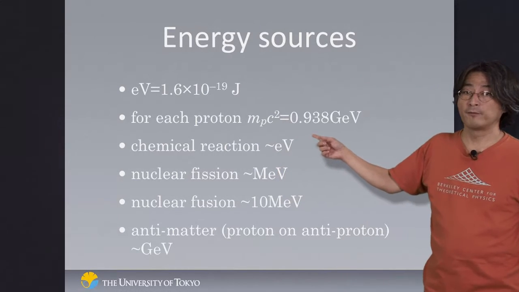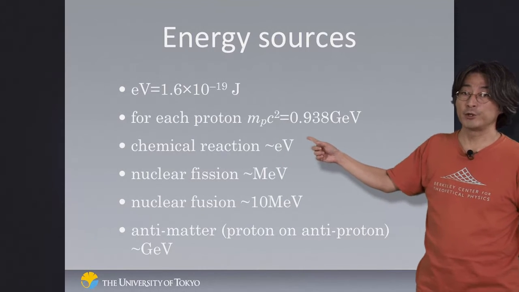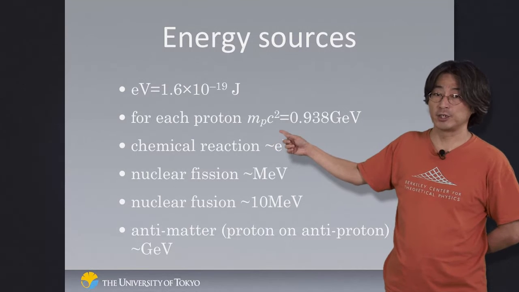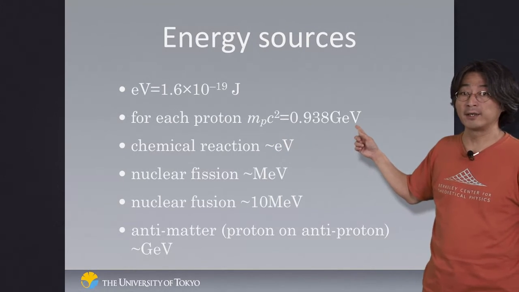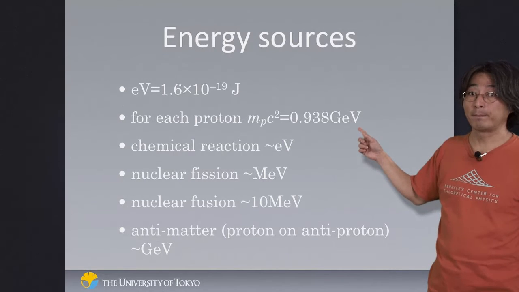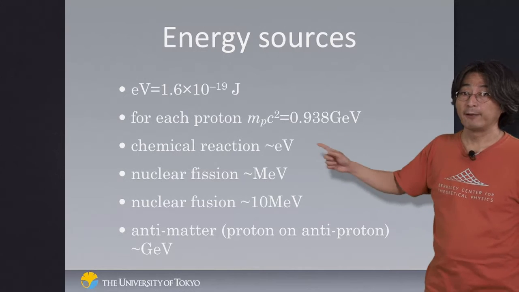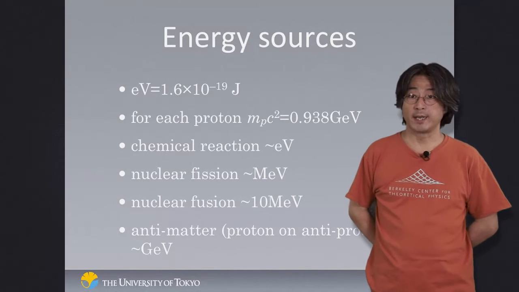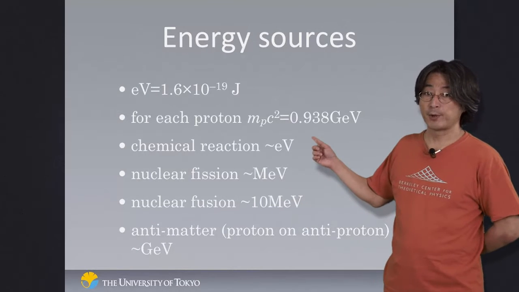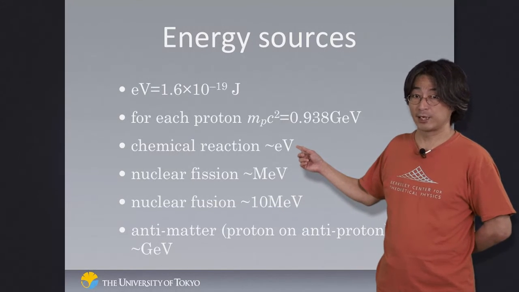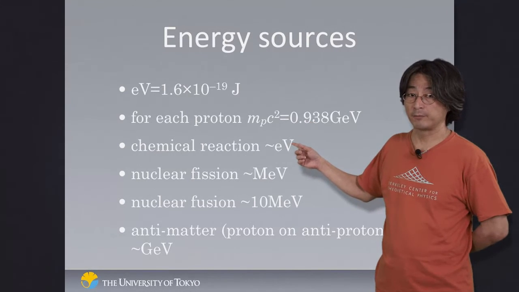Now, if you think of one single proton, it weighs a certain amount, and you can convert that mass into energy, again, using E equals mc squared. That turns out to be about 1 giga electron volt, 1 billion electron volt, and we call this unit GeV. And for a typical chemical reaction, like burning a fuel, or even dynamite or gasoline, the typical energy you get is about 1 electron volt. That's about a billionth of the mass of the proton.